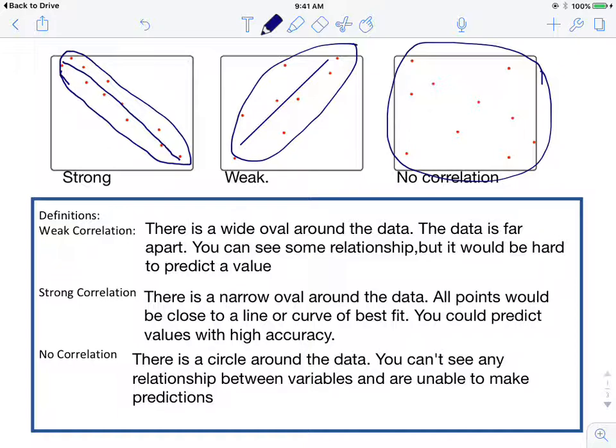Feel free to pause the video now while you write down the definitions that you see on the page for strong, weak, and no correlation. Remember, this tells us how accurately we can predict what's going to happen at any point from our scatter plot.